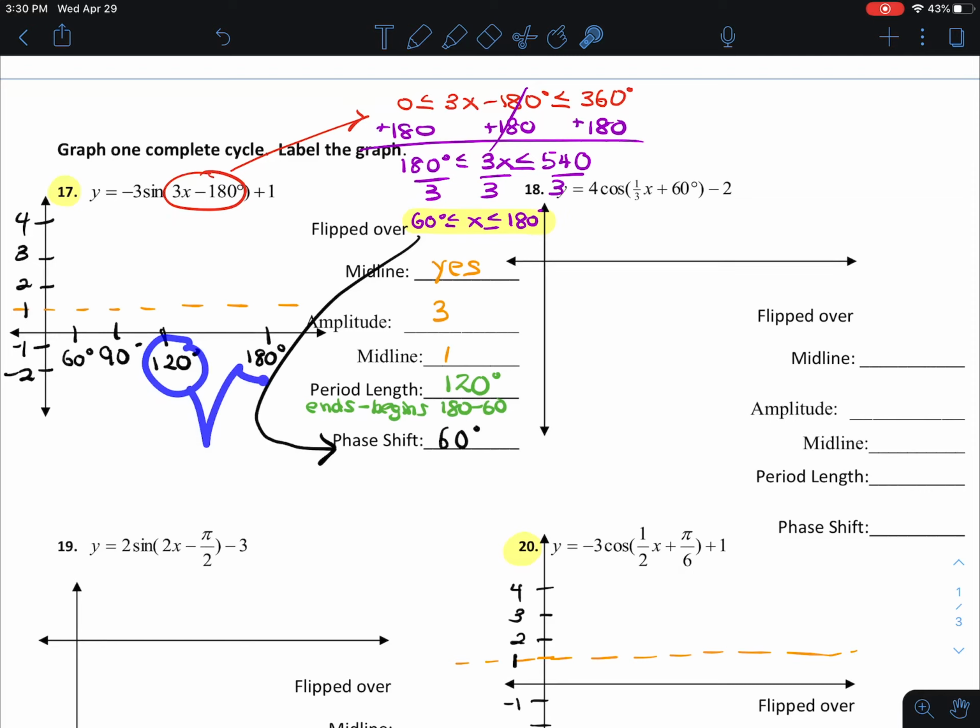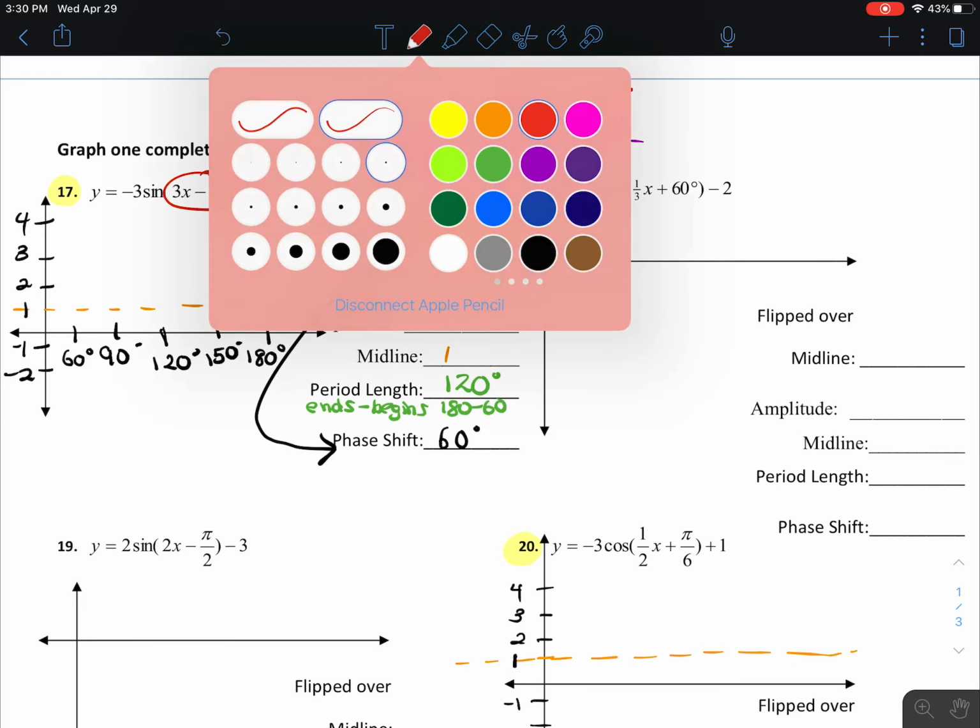And then again, average the middle and the end. We would add those together, press enter, divide by 2. That's going to give you 150. Okay, very important you have those 5 labels there. Okay, now we're ready to place points on the midline.